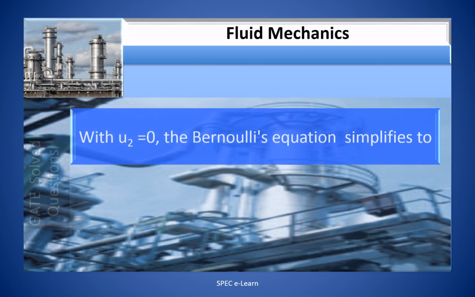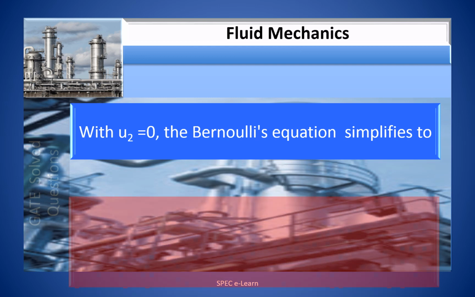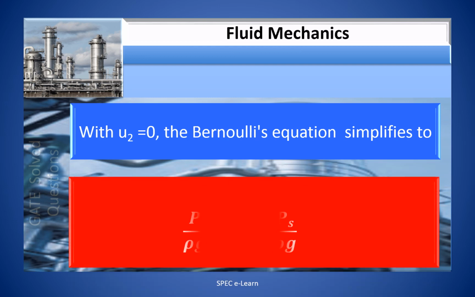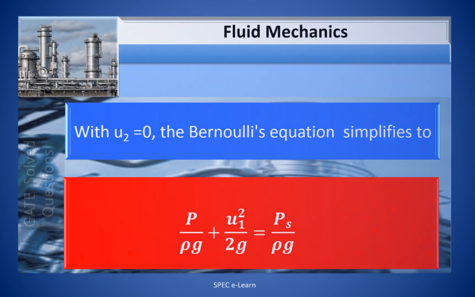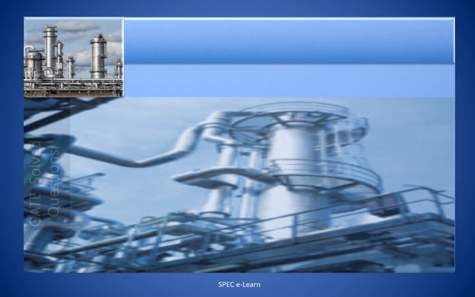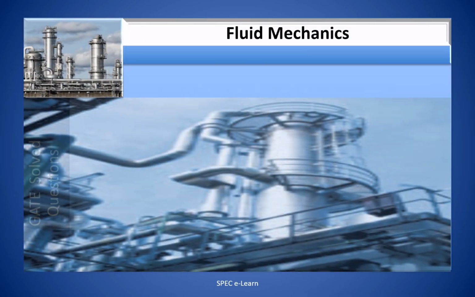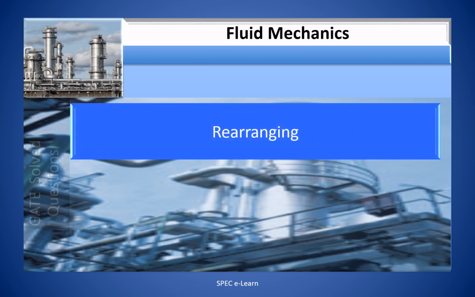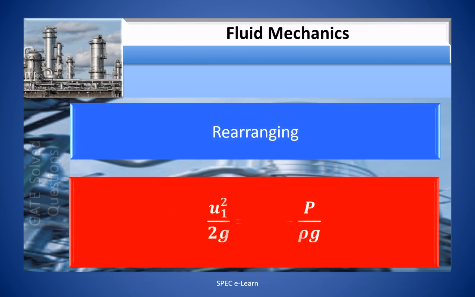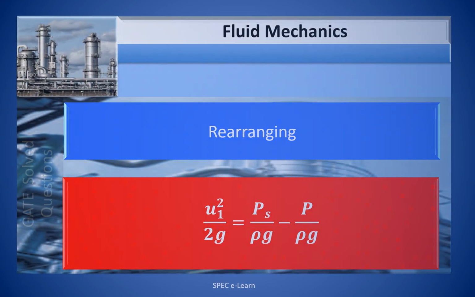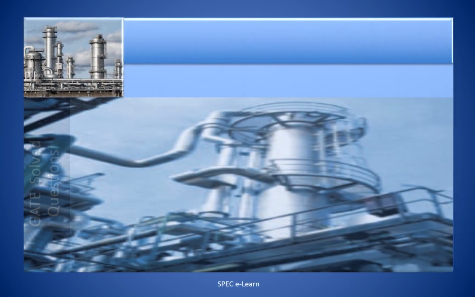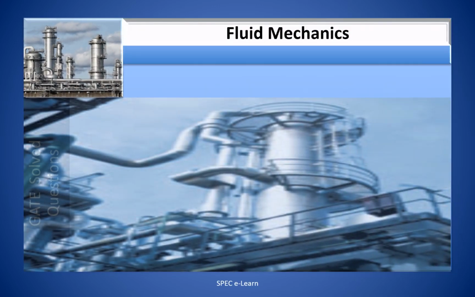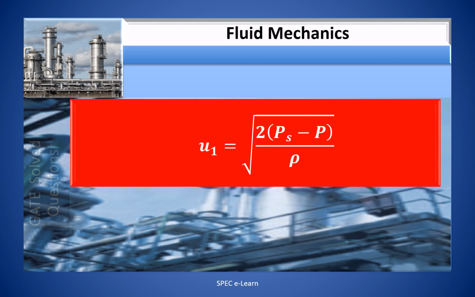With U2 is equal to 0, the Bernoulli's equation simplifies to P by rho g plus U1 squared by 2g equal to Ps by rho g. Rearranging this equation, you get U1 squared by 2g equal to Ps by rho g minus P by rho g. So U1 becomes square root of 2 times (Ps minus P) divided by rho.